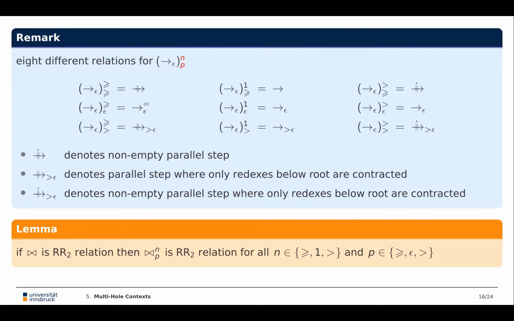Now, the nice thing about these closure operations is that they are regularity preserving. In our case, we apply this to RR2 relations. So the multi-hole context closure of an RR2 relation remains an RR2 relation. However, this extends to arbitrary tree automata and hence can be used in other settings as well.